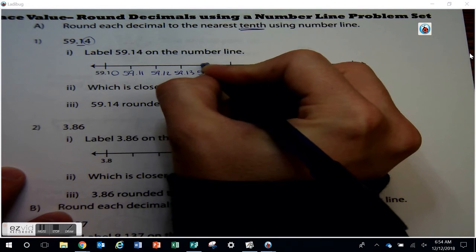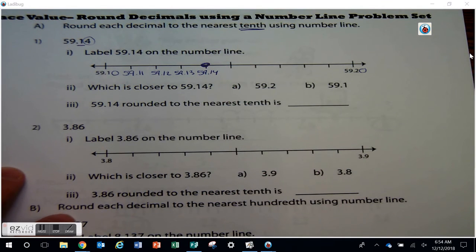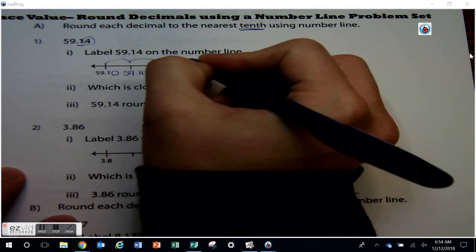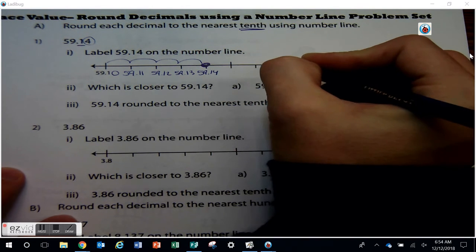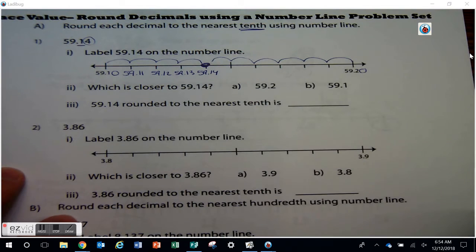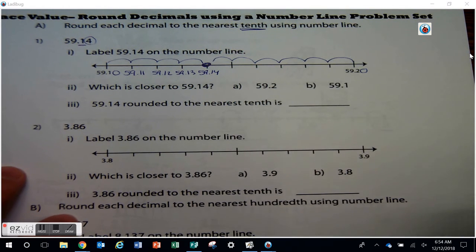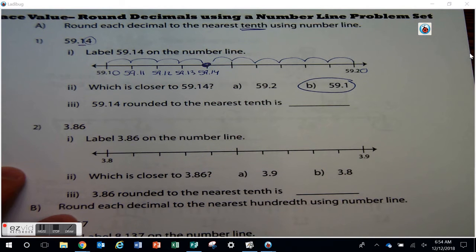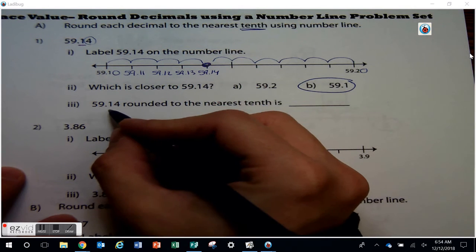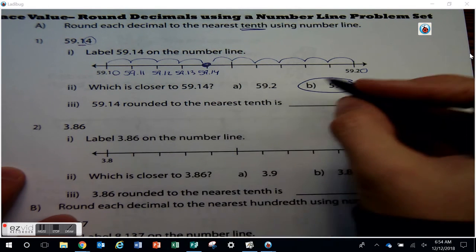And that's where I would put my point. Well, I see that I'm 1, 2, 3, 4 tick marks away here. I'm 1, 2, 3, 4, 5, 6 tick marks away here. So I would round to 59 and 1/10. 59 and 14 hundredths rounded to the nearest tenth is 59 and 1/10.